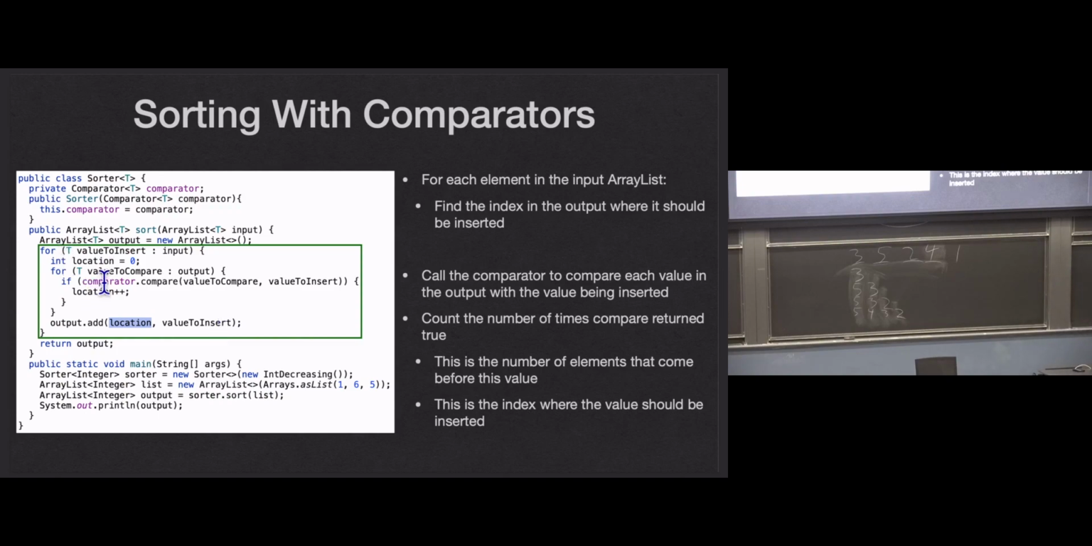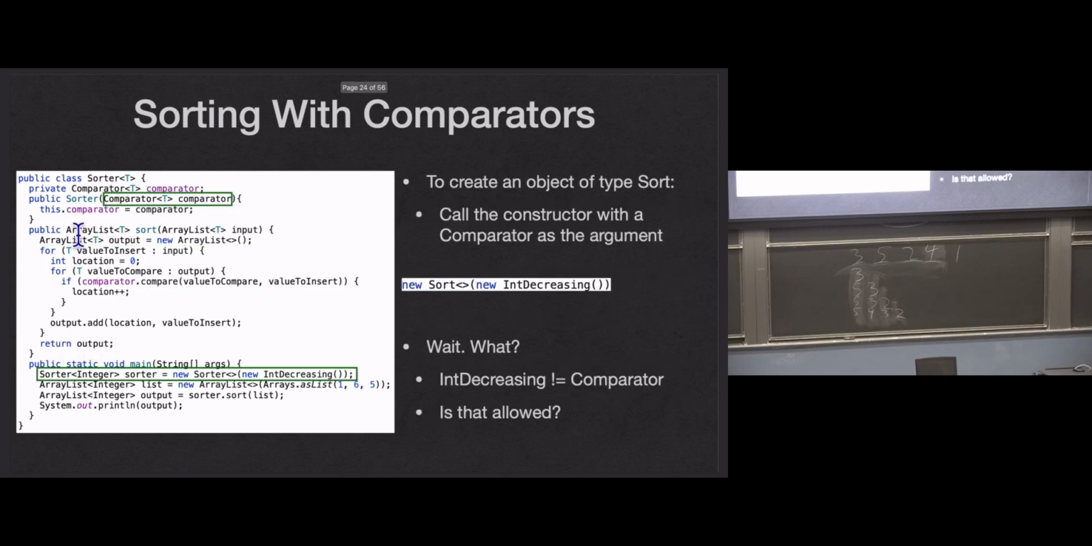So for example, if this is the very first thing that we're inserting, location is 0, this loop does nothing, and then we insert it at index 0, the value that we're inserting. So once we go through that loop, we'll have everything in the output array list exactly where it's supposed to be. And then we'll return that thing. We'll return it and give it to whoever called this, which is our main method in this example.